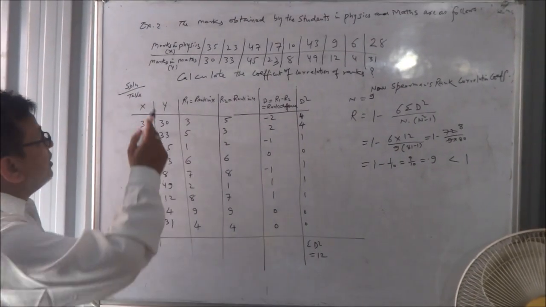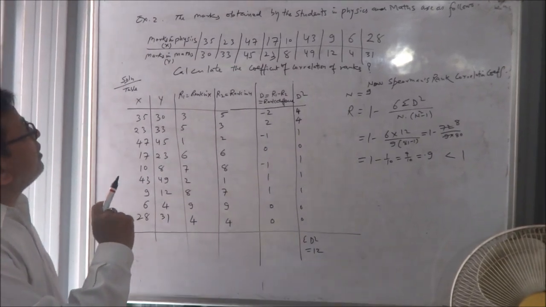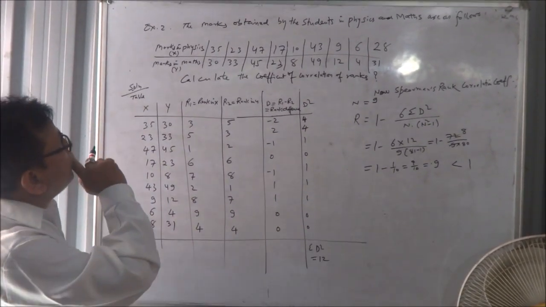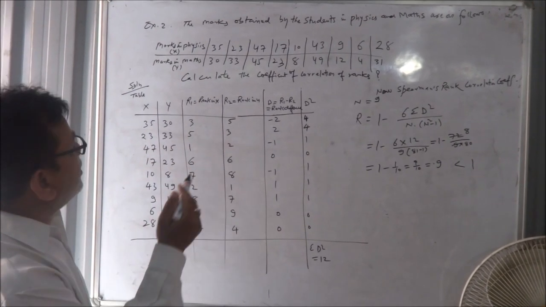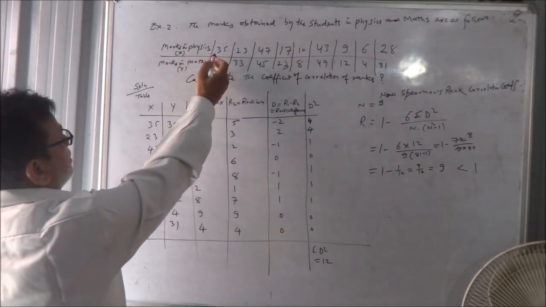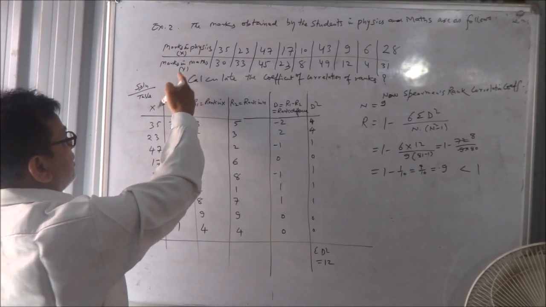Now we take the second example, based on Spearman's rank correlation coefficient, and I have taken this example like this. The marks obtained by a student in physics and maths are as follows. Marks in physics, I have taken as X. Marks in mathematics, I have taken as Y.